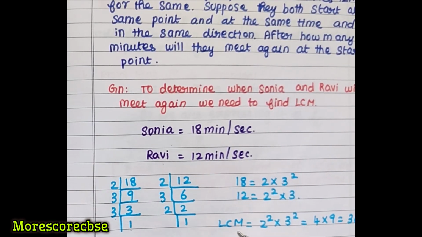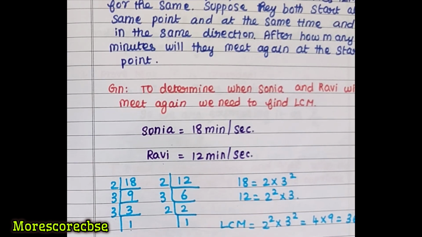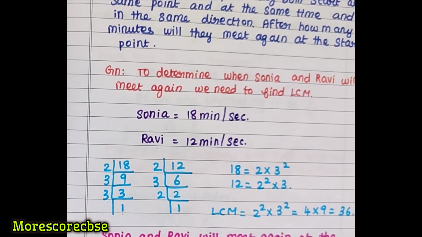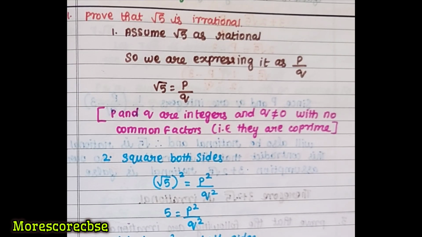So in order to find the LCM we need to multiply all these factors. So the answer will be 36. So Sonia and Ravi will meet again at the starting point after 36 minutes. Now we are moving into the second exercise, exercise 1.2.